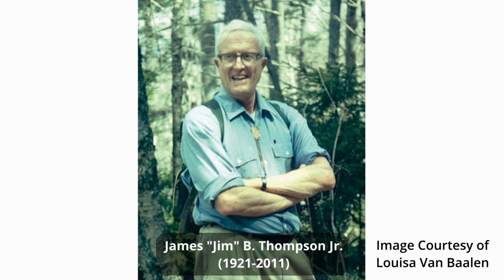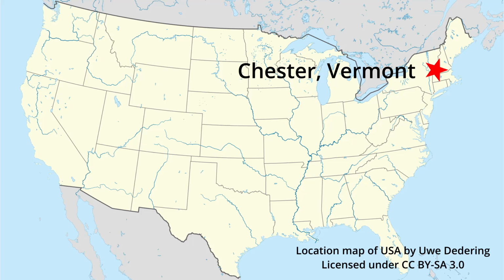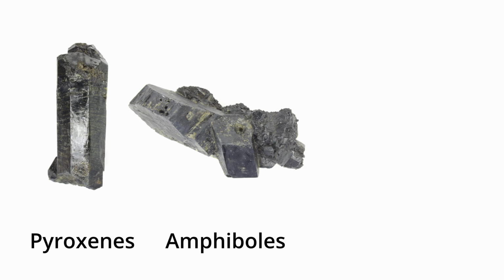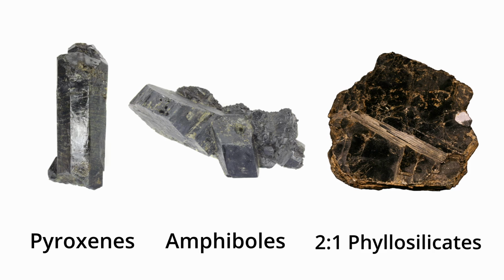He showed that the structure of amphiboles can be expressed as a combination of modules extracted from micas and pyroxenes, known as the biopyrable polysomatic series. This concept led to the discovery of the new minerals jimthompsonite and Chesterite in Chester, Vermont, for which Chesterite is named. The most common modular minerals in the Earth's crust are the pyroxenes, amphiboles, and the 2-to-1 phyllosilicates, with the biotite series being a common example.